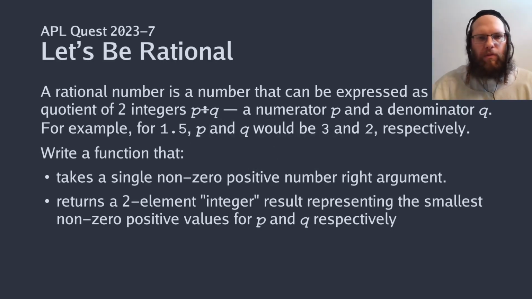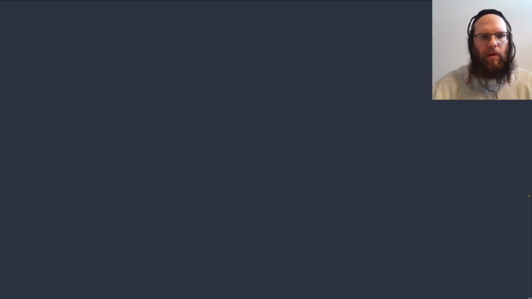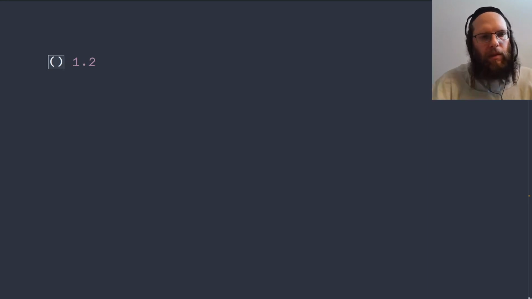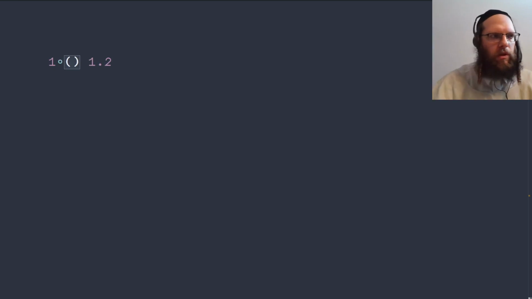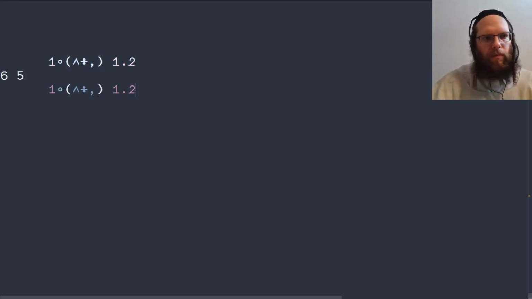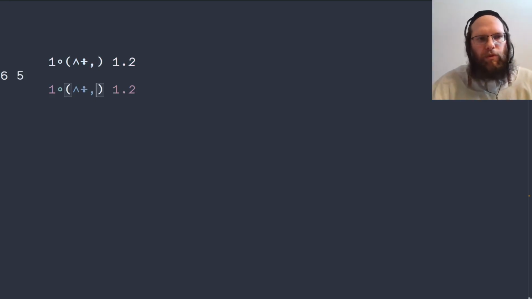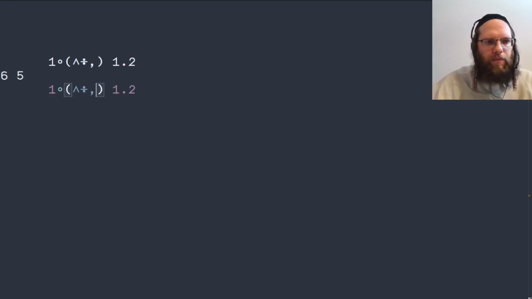Where to find a reduced fraction for a given number. So let's use an example of 1.2. I'll start with the actual full solution because it's really short, and then I'll explain how it does the trick. Right, so here, 1.2 is 6/5.